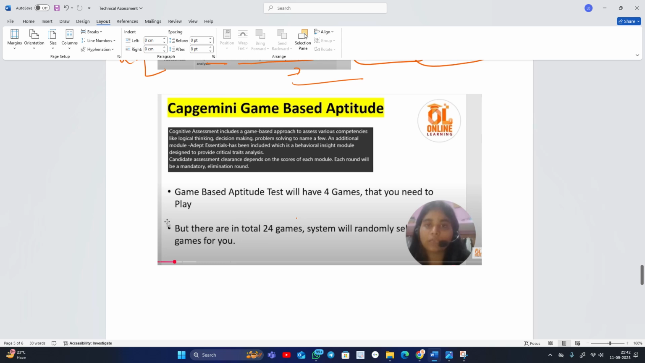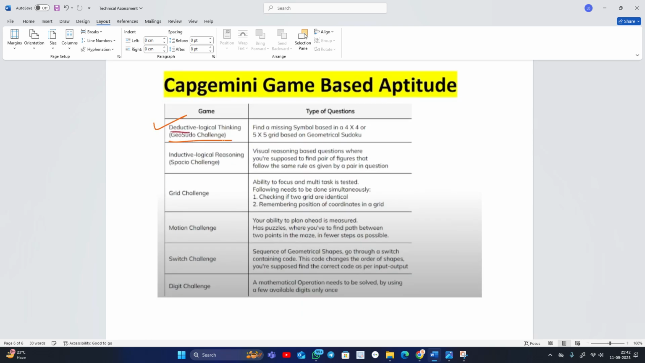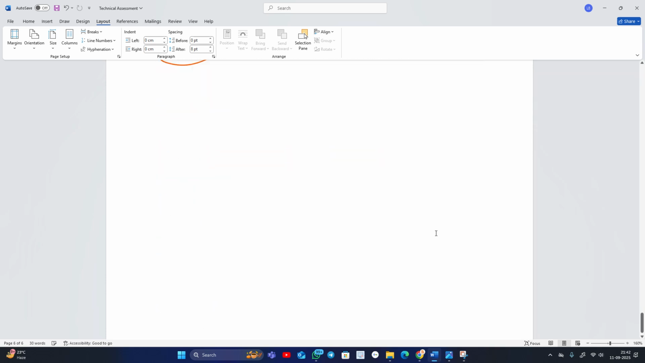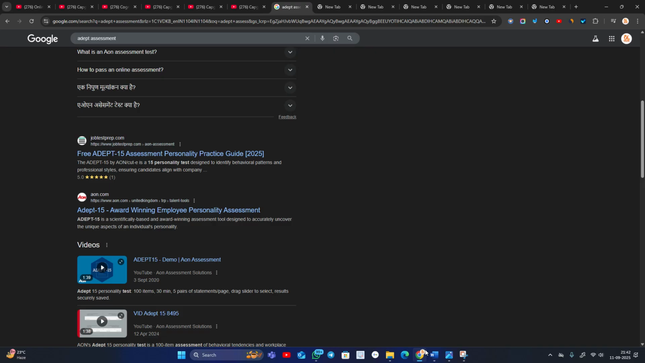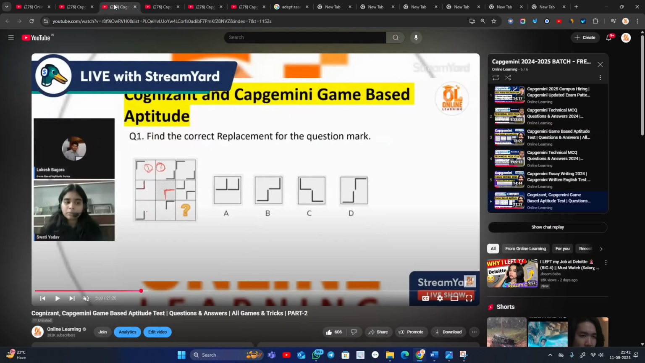For Capgemini game-based aptitude, there are a total of 24 games. The system will select and you have to play 4 games: deductive logical thinking, geo pseudo challenge, inductive logical reasoning, grid challenge, motion challenge, switch challenge and digit challenge. For that, no need to worry or be confused, because everything is present on our channel for free.